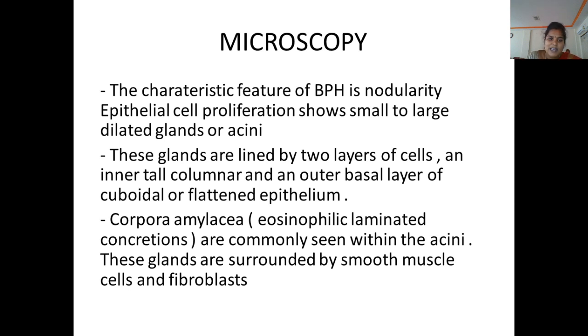So this gland is surrounded by 2 layers: inner tall columnar cells and outer basal cuboidal cells. Inside, eosinophilic lamination is seen. Overall, this gland is surrounded by smooth muscle cells and fibroblasts. So overall it is surrounded by the smooth muscle cells and fibroblasts. So that is the thing. So we had seen microscopically.